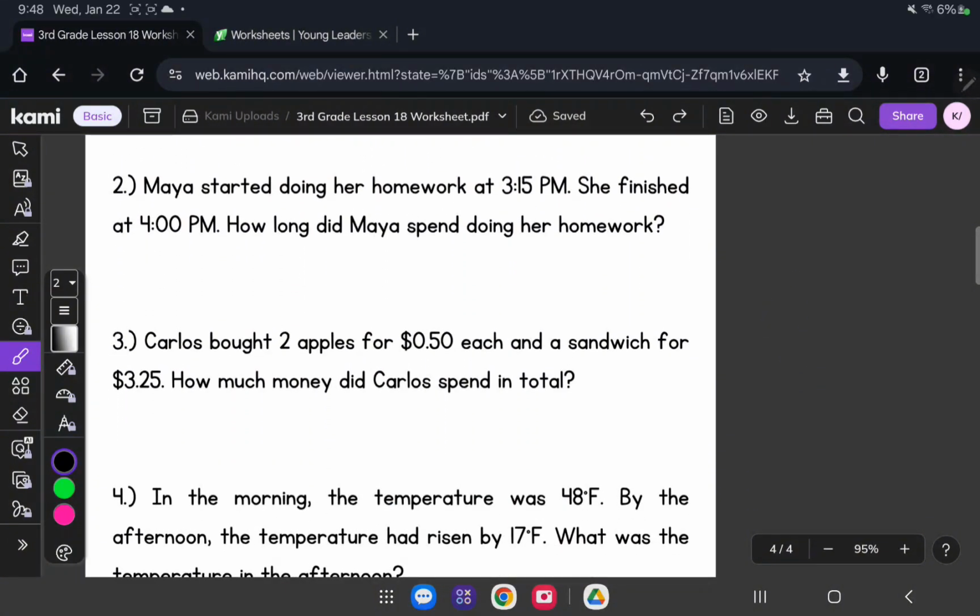So number 2 says, Maya started doing her homework at 3:15 p.m. She finished at 4 o'clock p.m. How long did Maya spend doing her homework? So we know there are 60 minutes in an hour. So from 3:15, we can just add up to 4 o'clock and we would get 45 minutes.